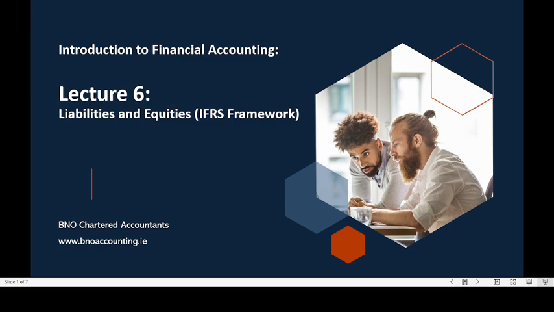Accountants. This session will focus on liabilities and equities under the International Financial Reporting Standards Framework. We'll explore key definitions, classifications, and examples while referencing relevant IFRS standards. By the end of this session, you should have a solid understanding of how liabilities and equities are defined, categorized, and reported in financial statements. Let's start with liabilities.